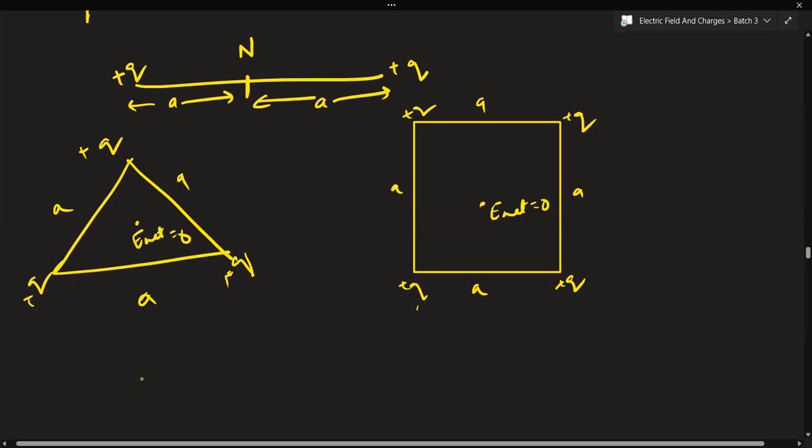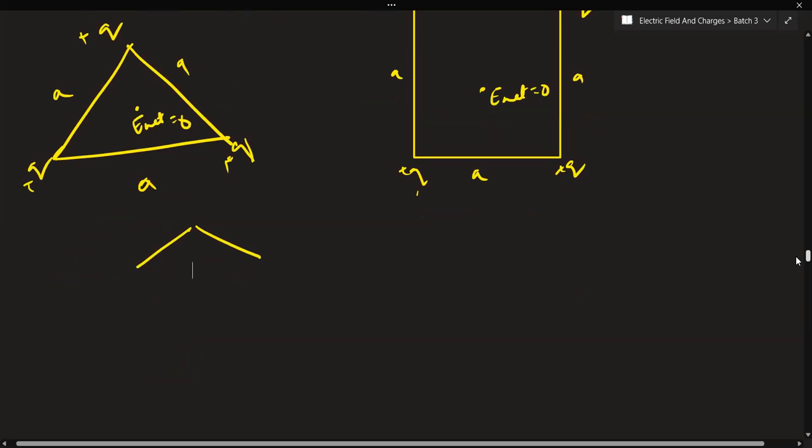Let's increase the number of sides. Let's increase the number of figures. Instead of 4 sides, it has 5 sides, meaning a regular pentagon is there. All charges are kept, plus Q, plus Q, plus Q, plus Q. The net electric field at the center will still be 0.